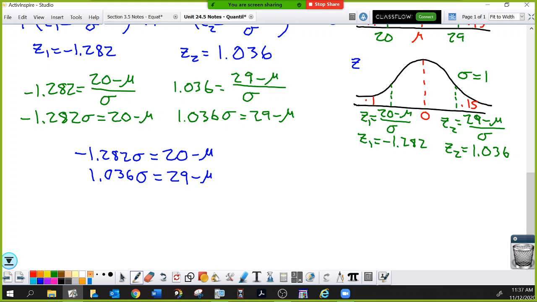There. What I'm going to do is subtract straight down, good old Algebra 1. And the reason why I'm going to do that is because it's going to cancel out the mu's. So subtracting straight down is going to give me negative 2.318 sigma equals negative 9. So you just divide both sides by negative 2.318, and you find out that sigma is 3.88.